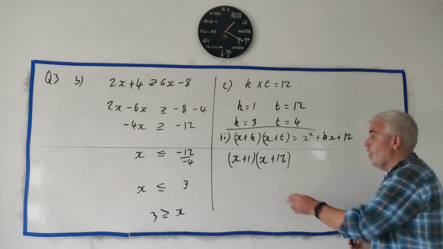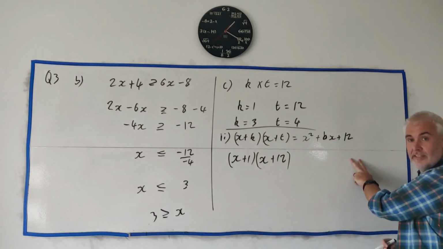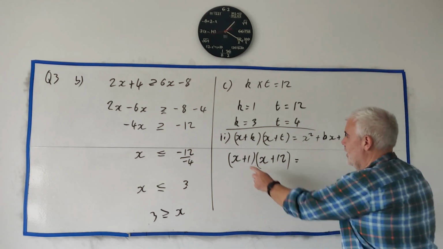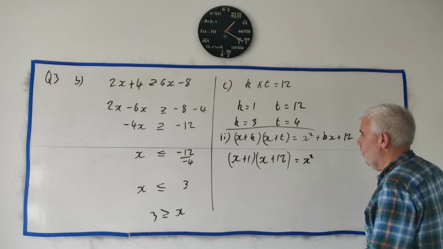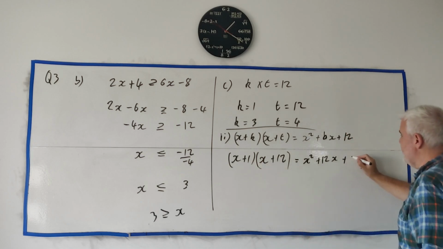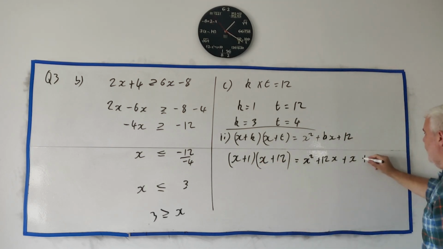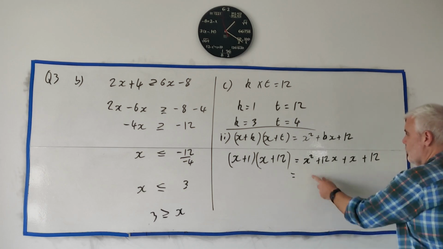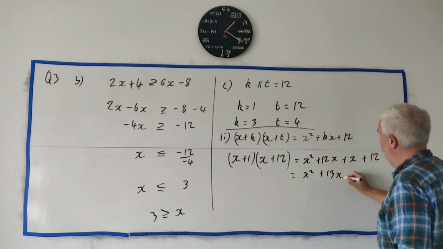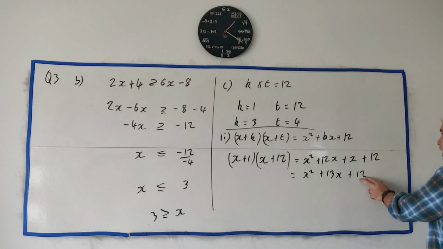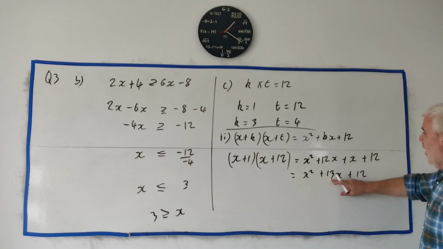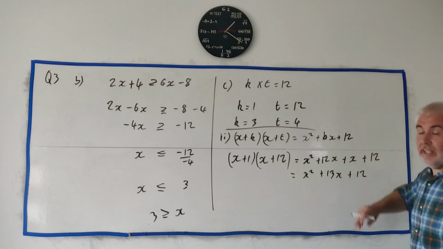What they want you to do is multiply this out so it looks like this side. And then we can just read what B is. So let's multiply this out. We get x by x is x squared. x by 12 is 12x. 1 by x is x. And 1 by 12 is 12. We clean this up. The x squared, there's only one of them. 12x plus x is 13x. And 12 is on its own. Everyone, you'll get 12 no matter what numbers you use here. And you'll get x squared. This number will change. And in this case, my answer would be B is 13.